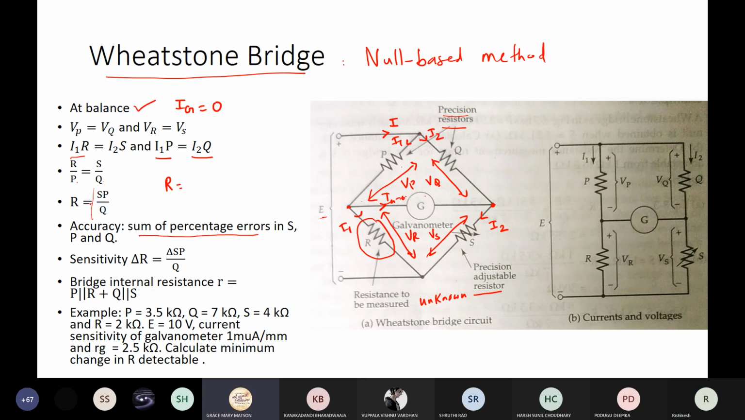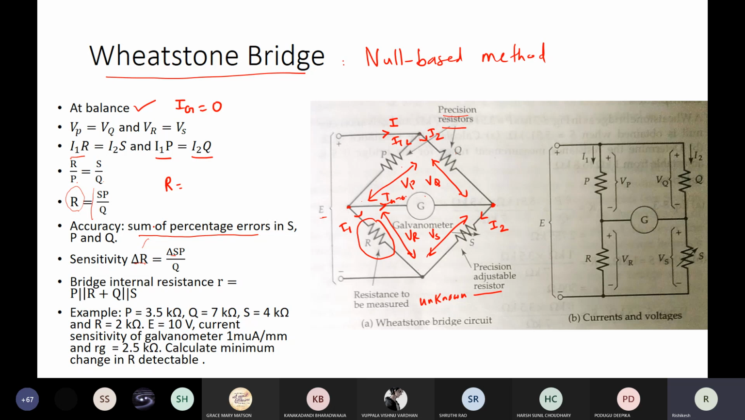Like in the evaluation of the accuracy of R which you can measure, it actually depends on the accuracy of S, P and Q itself. So the higher the accuracy of S, P and Q, definitely that will result in high accuracy of the unknown resistance R. The sensitivity of R basically depends on the sensitivity of S, like how precisely you can change S. That will actually decide the sensitivity with which you can measure.